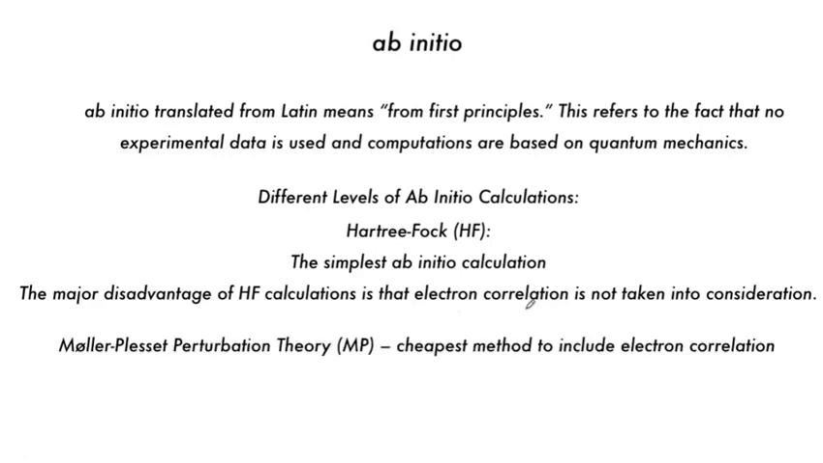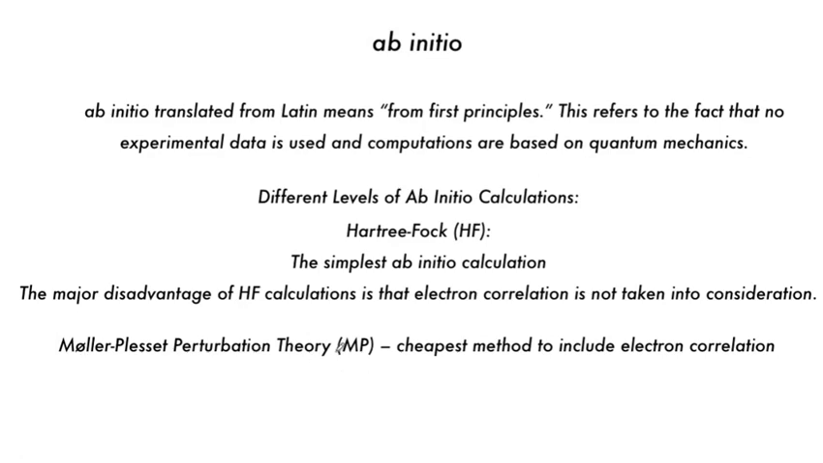And it gives a reasonable answer. Møller-Plesset perturbation theory, so this is commonly called MP. This is the cheapest method to include electron correlation and is actually really valuable if electron correlation is a big thing in your system. It typically is for things that are hydrogen bonded or things that have dipole moments. It's important to consider those.